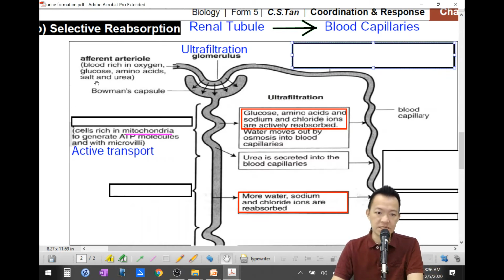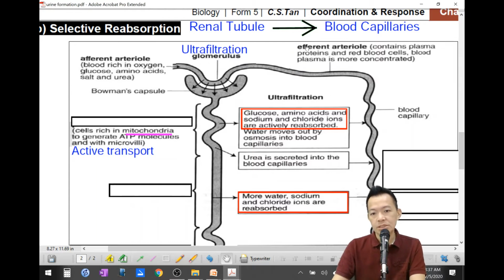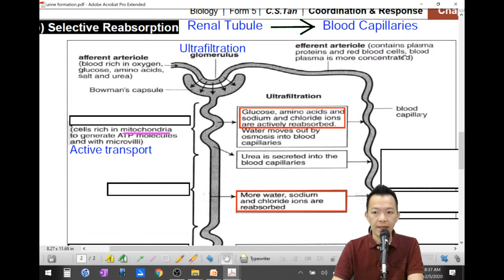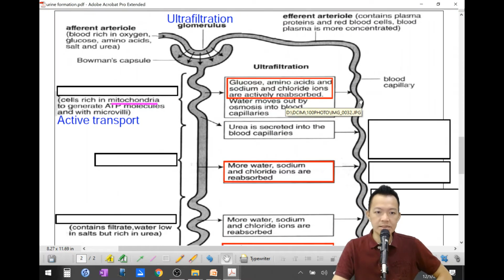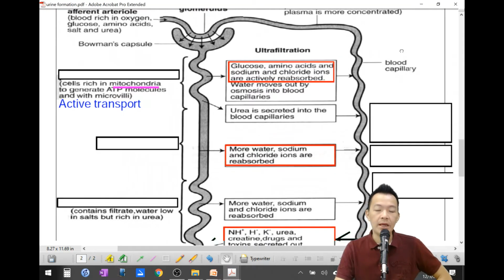Still remember? The process here we studied above. This is what we call ultrafiltration, page number 24. So the efferent arteriole contains plasma proteins, hormones, antibodies, and the red blood cells and blood plasma, and they are more concentrated because the water is gone. Now, how is the process of selective reabsorption? Absorbing the material from the renal tubule back to the blood capillary is called reabsorption.